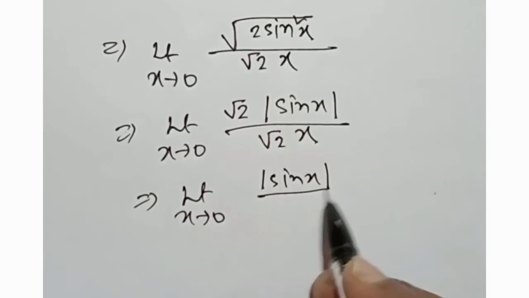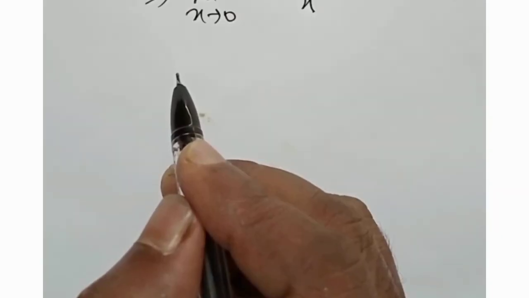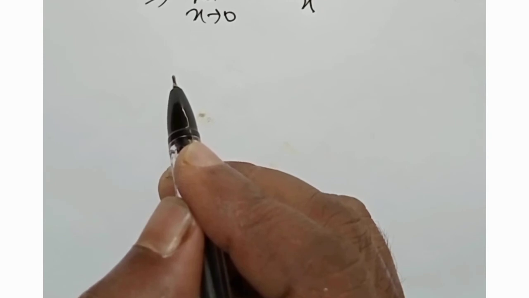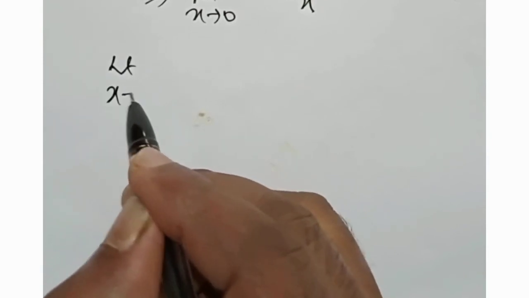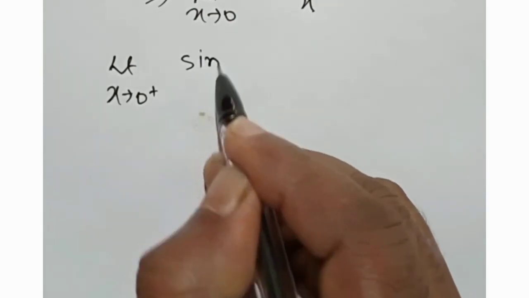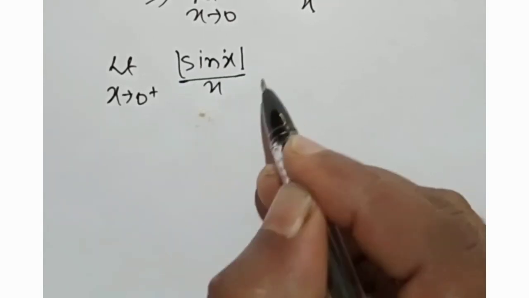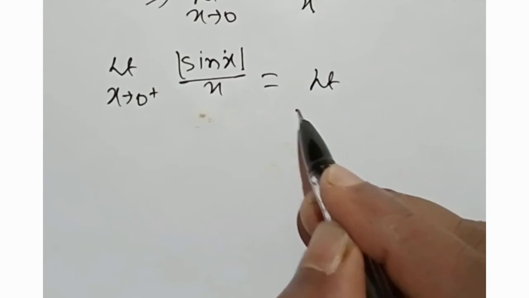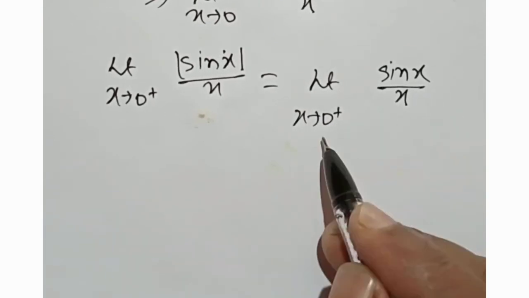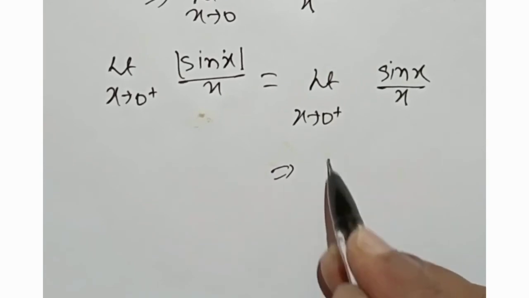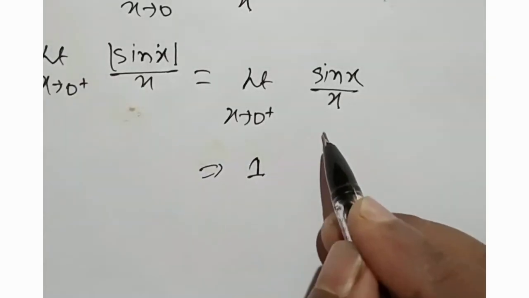As here is mod x, we have to determine both left and right limit. So let's determine the right limit. Limit x tends to 0 plus mod sin x by x equal to limit x tends to 0 sin x by x. As x is positive, sin x is definitely positive in first quadrant, right? So x belongs to 0 to pi by 2. So thus the limit value is plus 1 here.